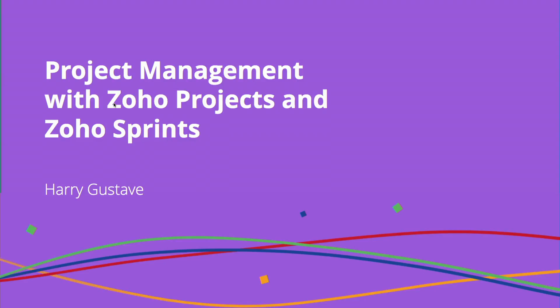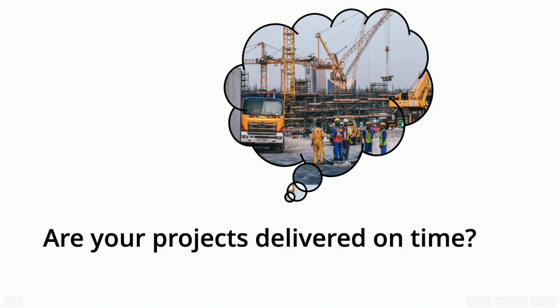To begin, I guess my first question is, are you delivering your projects on time? And if you do, what kind of projects are they? The reason I ask those questions is because we're going to look at two different methods, waterfall and agile. Depending on your industry, you may use Zoho Projects or you may use Zoho Sprints.